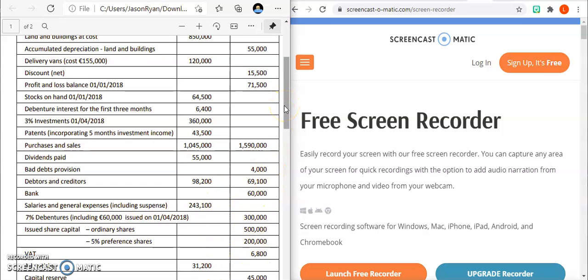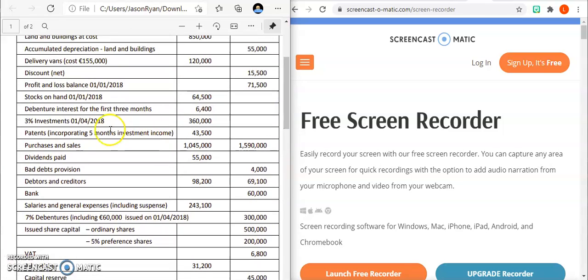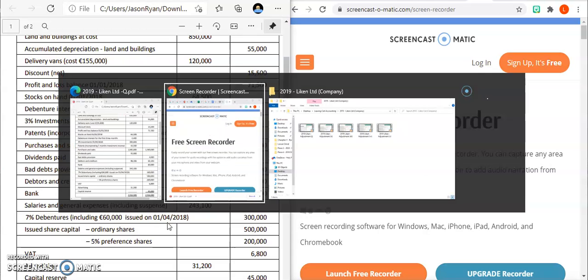So let's look at the first one first. It says the debenture interest. Our debenture interest is 7%. So we include 60,000. It's going to be 240,000 for the year, and 60,000 for 4, 5, 6, 7, 8, 9, 10, 11, 12, for 9 months.